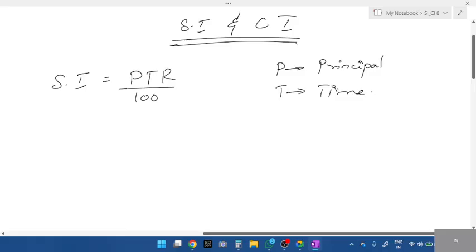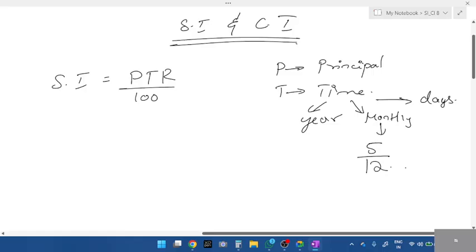In time, what are the types of time we solve? Monthly, and days. How do you convert months? For months, for example, if 5 months is given, 5 divided by 12. For days, if 200 days are given, 200 divided by 365. Take a note of this, all of you. 1 year as it is. If it is years, keep it as it is.